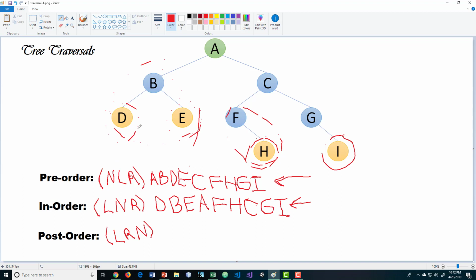No, but I don't have either, right? So I can just write myself down. So D it is. I go back up to B. Hey, B, did you visit your left? Sure did. Did you visit your right? Nope, didn't do that. So I zoom in on E.